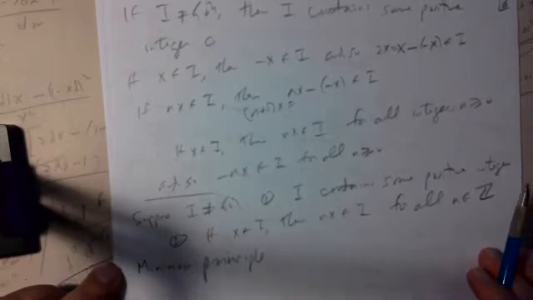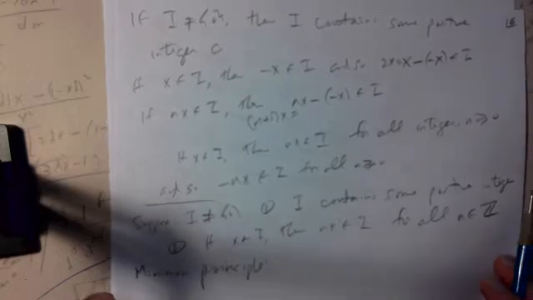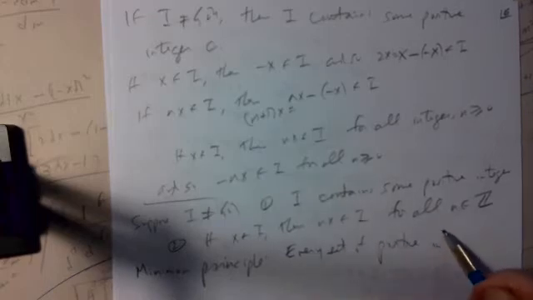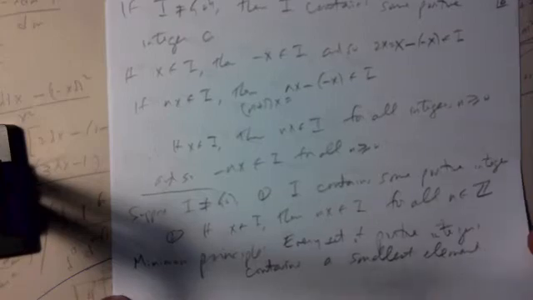Actually, before I keep going, are there any questions about this so far? This is one of the fundamental proofs in algebra. This is something you absolutely have to know. So the minimum principle says every set of positive integers contains a smallest element. Right? This is the starting point of all of mathematics.